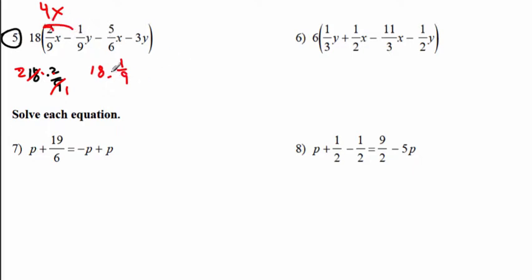So how do we do that in our head? Well, we have the 18 and the 9. They cancel. It's just like the first one. So we're going to get 2y minus 2y because there's a negative there. Okay, same process. I'm just going to talk through it.